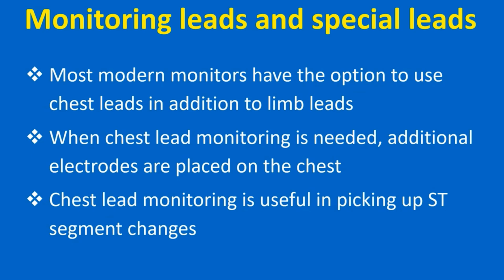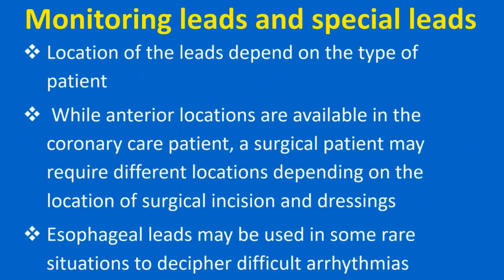Most modern monitors have the option to use chest leads in addition to limb leads. When chest lead monitoring is needed, additional electrodes are placed on the chest. Chest lead monitoring is useful in picking up ST segment changes. Location of the leads depends on the type of patient. While anterior locations are available in the coronary care patient, a surgical patient may require different locations depending on the location of surgical incision and dressings. Esophageal leads may be used in some rare situations to decipher difficult arrhythmias.